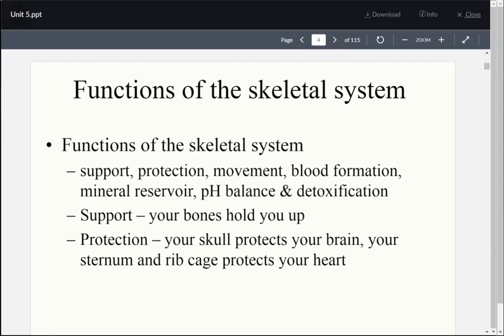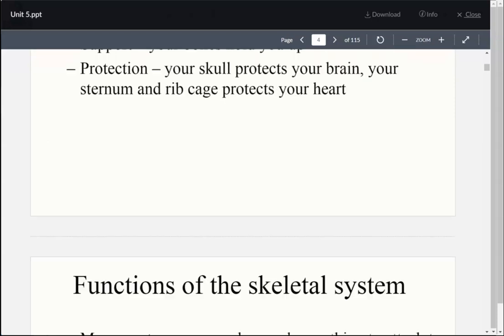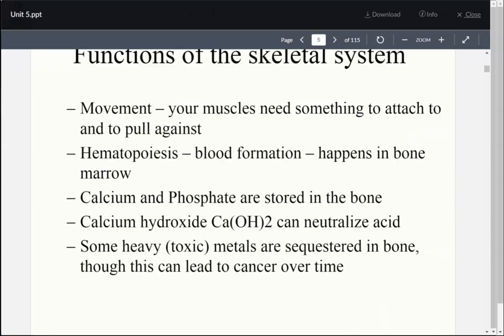Another thing you may not think of, bones are involved in pH balance, and they're going to be involved in the detoxification process. We will talk about these in passing. Hematopoiesis is what we refer to as the formation of blood that is going to occur in bone marrow. So like I said, we will touch on that. For those of you who are recalling your med term, hemato is blood, poiesis is formation.